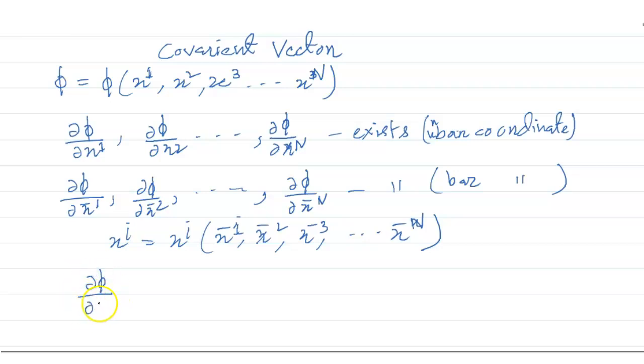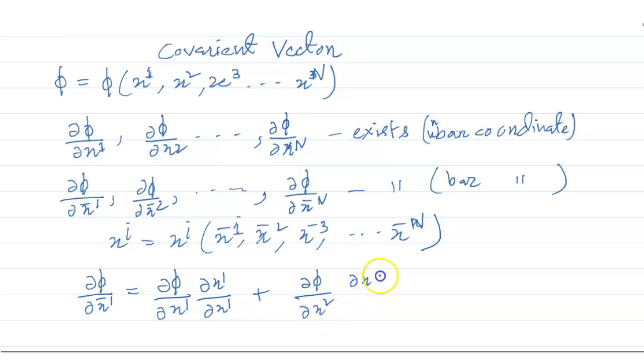Del phi divided by del x bar i is equal to del phi divided by del x1 into del x1 divided by del x bar i, plus del phi by del x2 into del x2 divided by del x bar i, plus up to del phi divided by del x to the power n into del x to the power n divided by del x bar i.